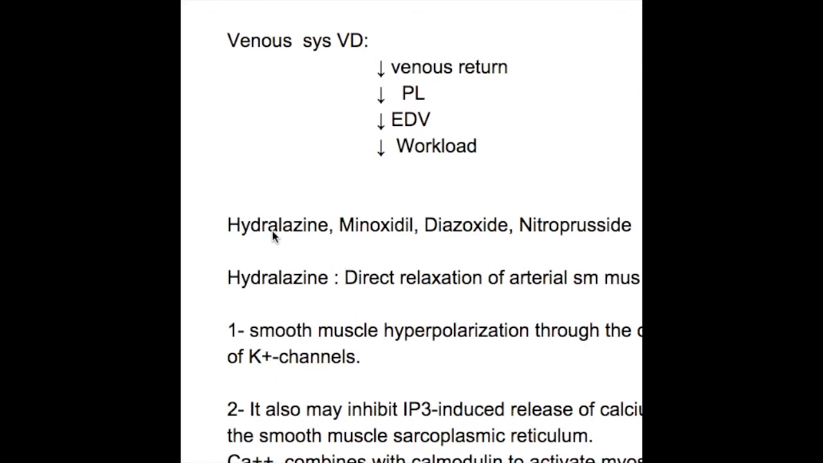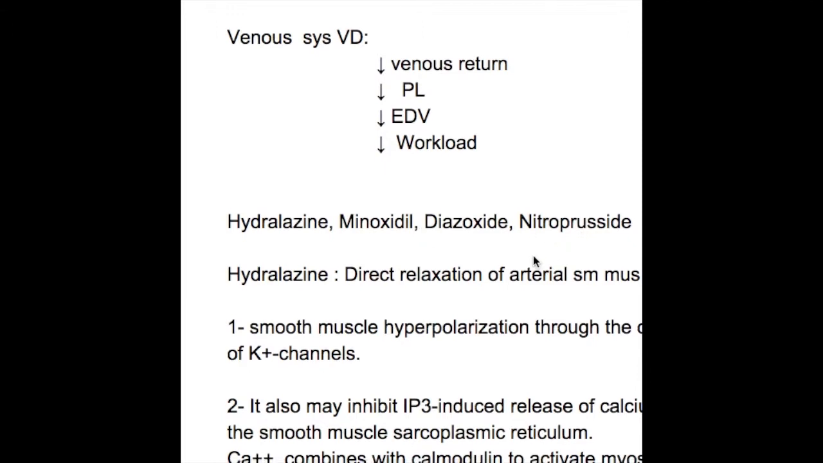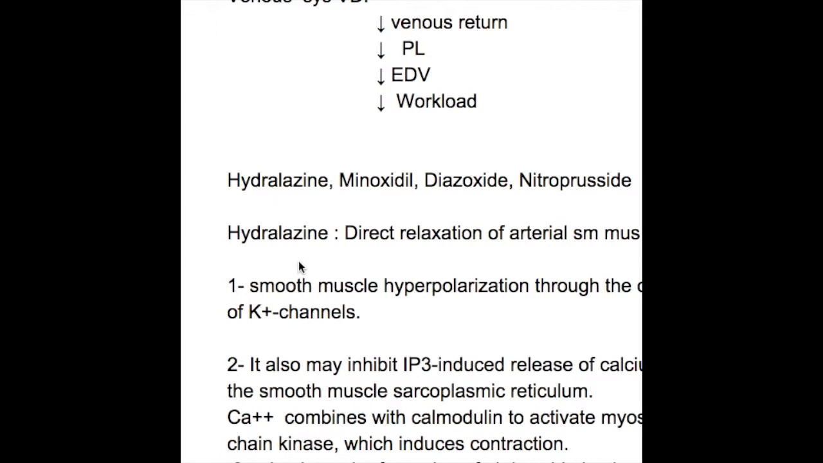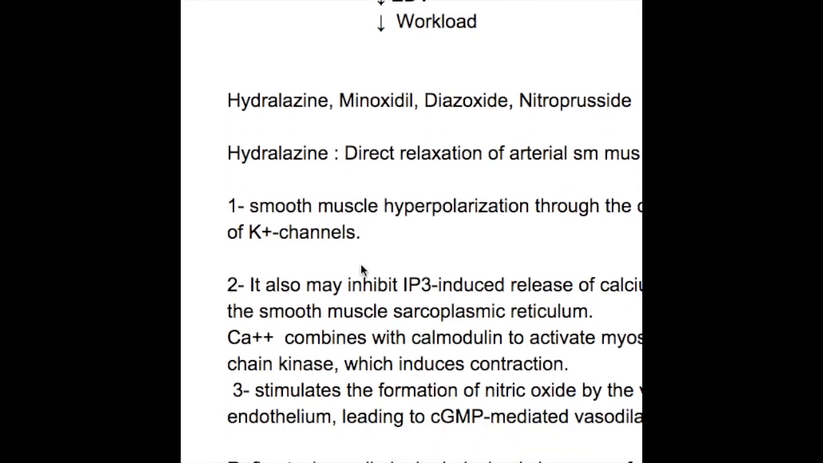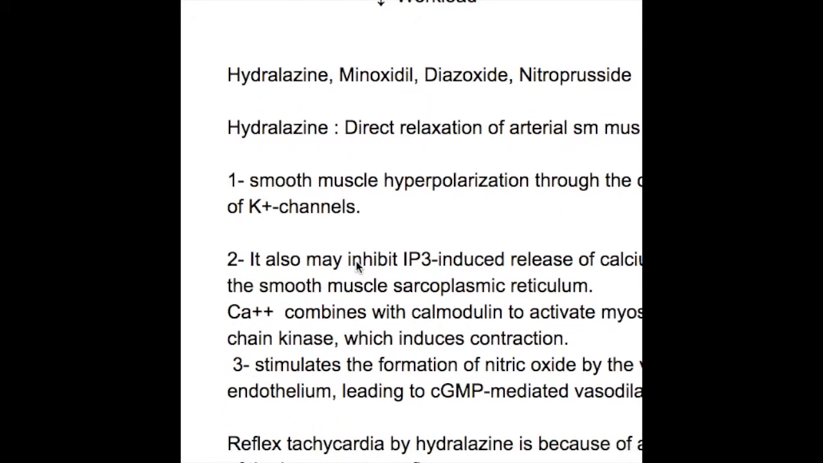The group of drugs that dilates the arterial system is hydralazine, minoxidil, diazoxide, and nitroprusside. Hydralazine causes direct relaxation of arterial smooth muscles. So how does it do this? How does it dilate the smooth muscles in the artery?